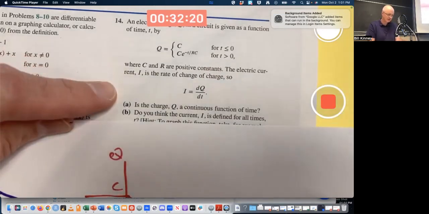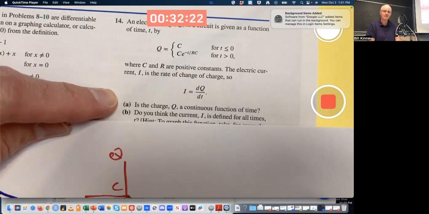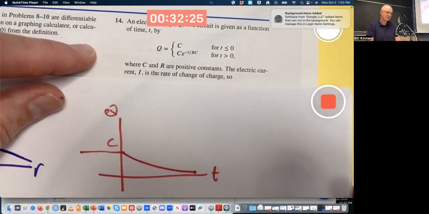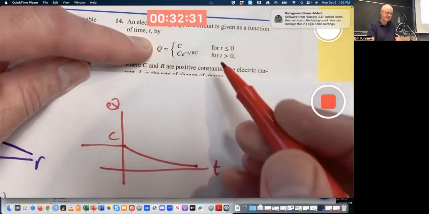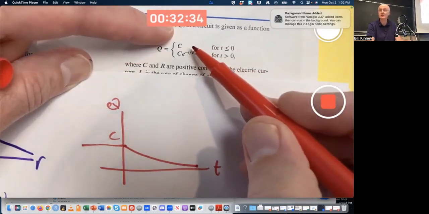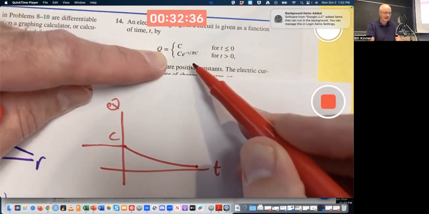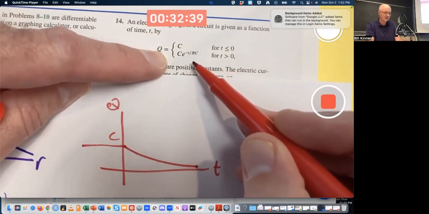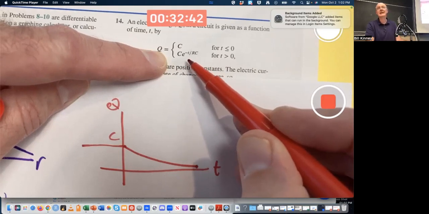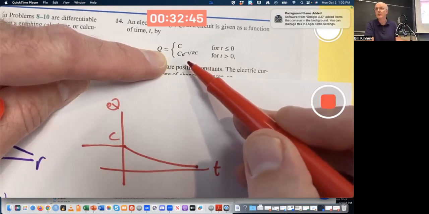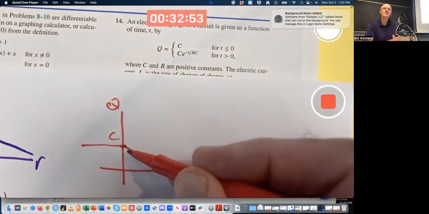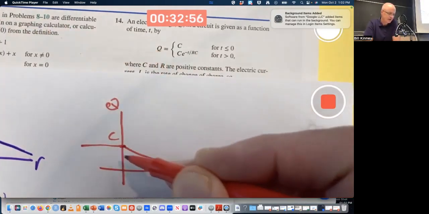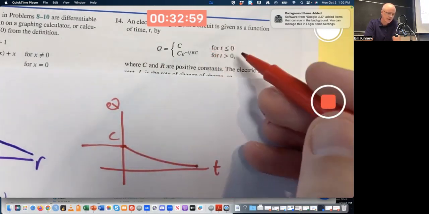Is the charge continuous? Yes. What's the reason? Once again, the left and right hand limits of this function as t approaches 0 in this case are the same. They're both C. Certainly the left-hand limit is C because the function always equals C when t is negative. As t approaches 0 from the right in this formula, this expression e to that power is approaching e to the 0, 1. As t goes to 0, C times 1 is C. The left and right-hand limits are both C. That's enough to say the function is continuous at 0, and it is defined to equal C at t equals 0 as well.